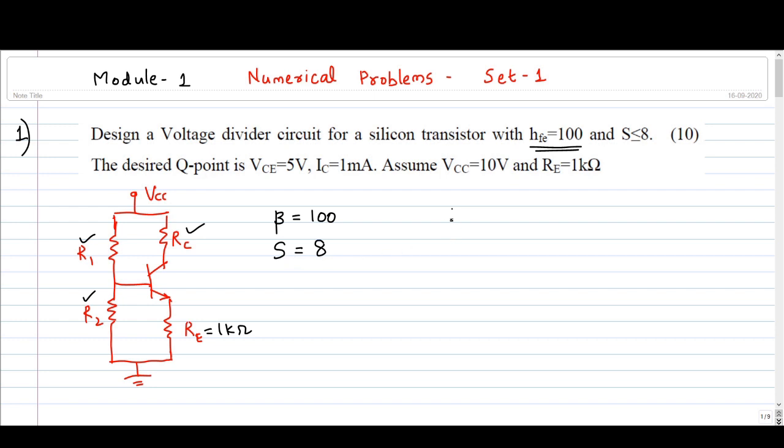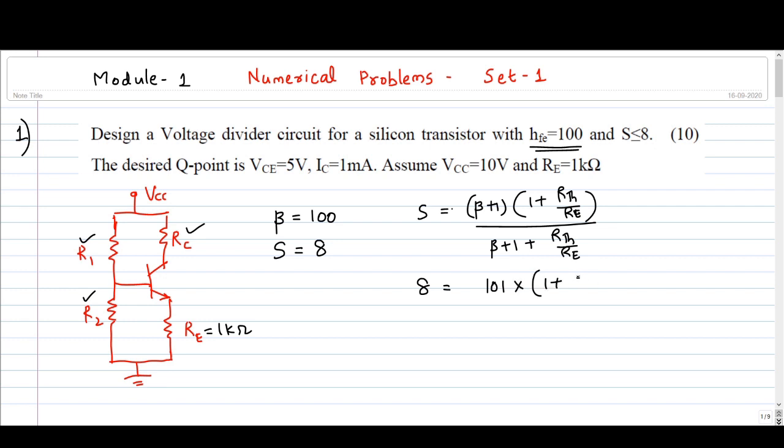So S is 8. We know the formula for S. S is (beta plus 1) into (1 plus RTH by RE) divided by (beta plus 1 plus RTH by RE). This we have derived earlier. So you can substitute the values. S is 8, beta is 100, so beta plus 1 is 101, into 1 plus RTH, which is unknown, by RE, which is 1 kilo ohm. In the denominator also, beta plus 1 is 101, plus RTH by RE, RE is 1 kilo ohm. So you have one equation with one unknown. RTH is the only unknown value. If you solve this equation, you will get the value of RTH.